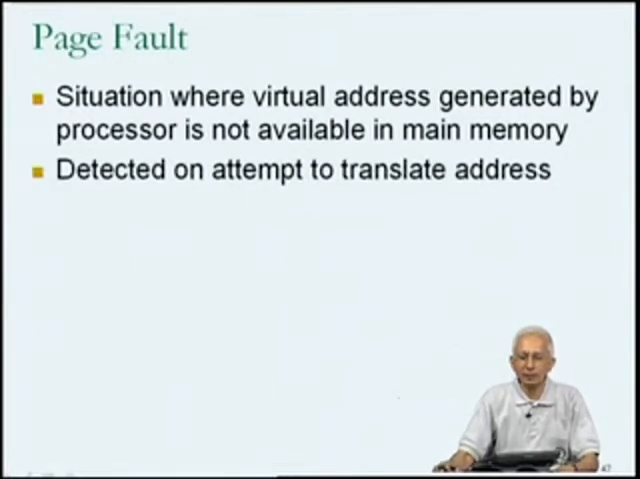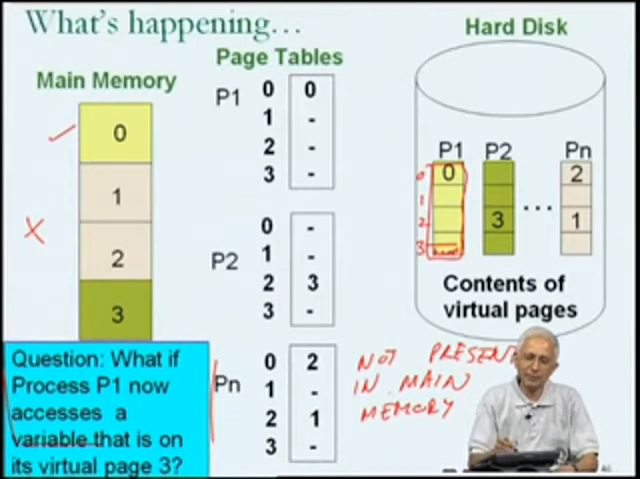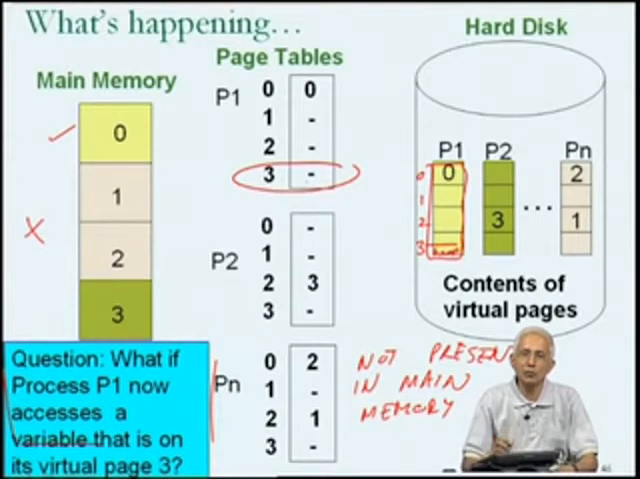Right? Now the page fault would have been detected when an attempt was made to translate the address, and as you will notice from the previous slide, in this particular example, when process P1's address of something on page 3 was translated, it would have been noticed that there is no mapping, which is a clear indication that there is a page fault. The page fault is what we will refer to as the page fault handler shortly. Now what must the page fault handler do?